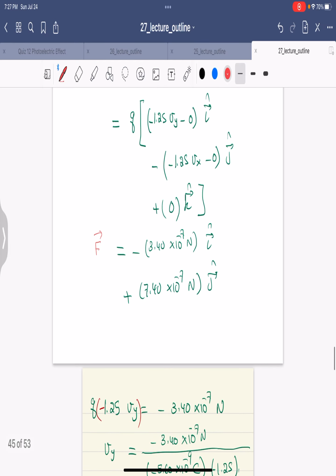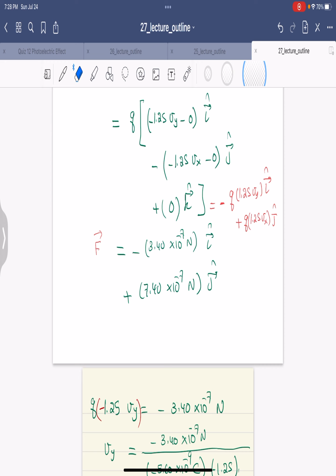For the first one, I should do this here. This one is gonna be negative Q times 1.25 Vy times I, and minus is gonna be a plus Q times 1.25 Vx, and that is J. This is the J component.